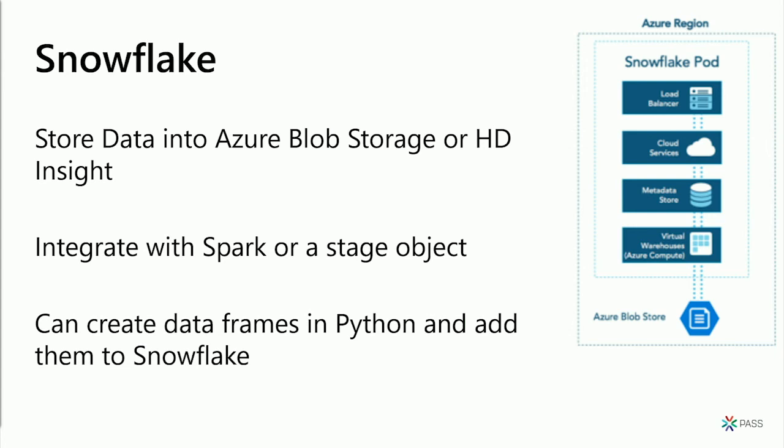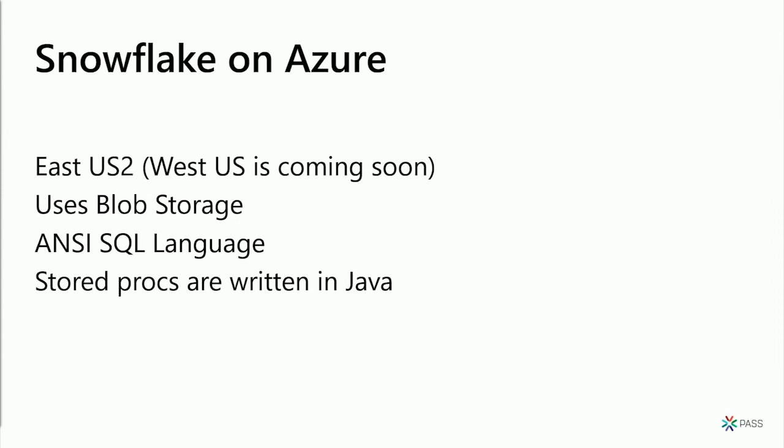So a little bit about it on Azure. The only data center presently available is East US 2. They are planning on rolling out in West US relatively soon. The guy I talked to at Snowflake said he thought that was coming out in December. And interestingly enough, AWS is in West US, so I don't think it'd be that big of a stretch for them to be up in that environment. It uses blob storage. It has an ANSI SQL-like language. But the stored procs are written in Java, so that is the only caveat, by the way. You probably want to steer away from it if you're writing stored procs.